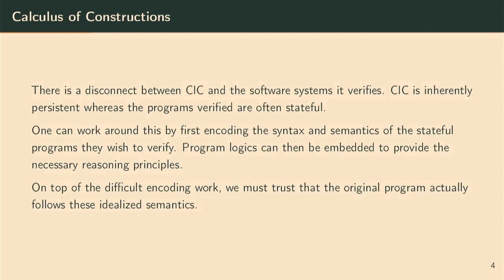However, despite the great success of applying Coq to software verification, we do believe that there is a bit of a disconnect between the CIC theory and the software system it tries to verify. So CIC is inherently persistent, whereas programs verified are often stateful. So one can work around this by first encoding the syntax and semantics of the stateful programs they wish to verify into Coq, and then we can apply program logics such as Iris to reason about the state transformations. But on top of the really difficult encoding work, which something like Iris is a very big engineering effort on itself, we also have to trust that the original program that we're verifying actually follows these idealized semantics, right?